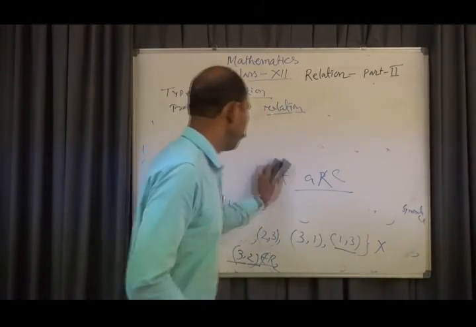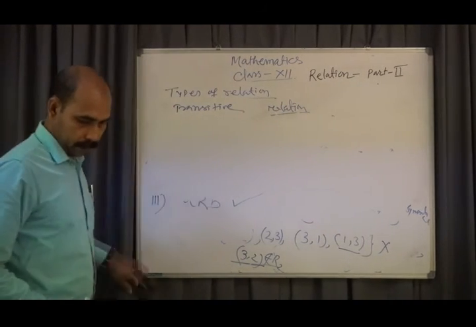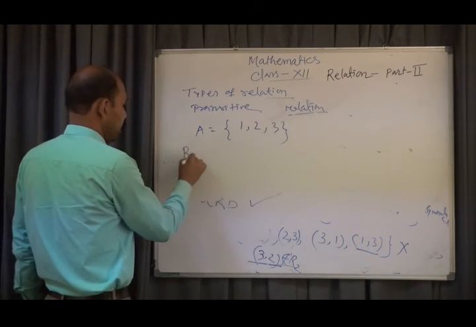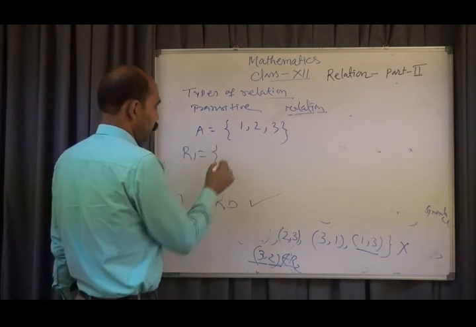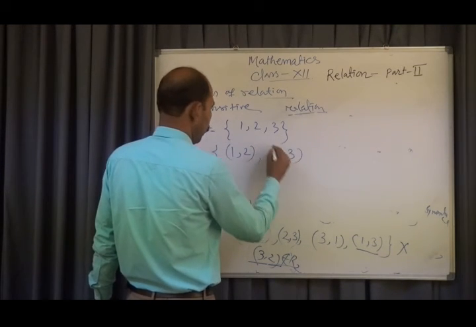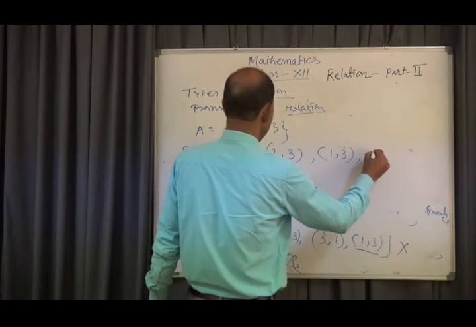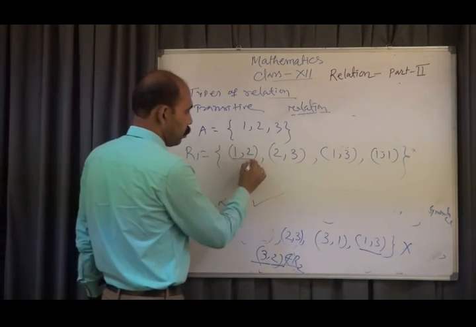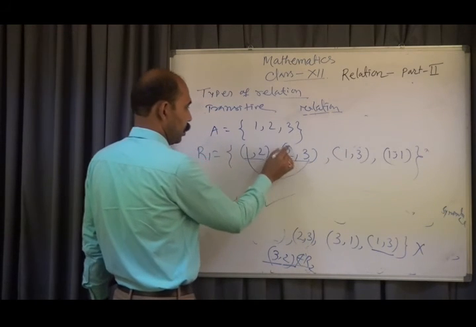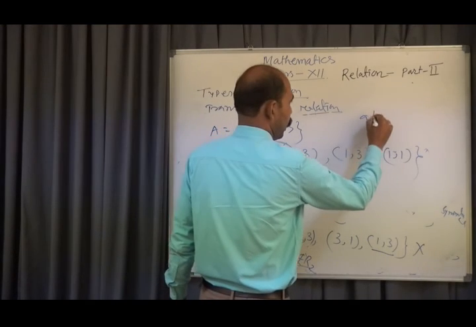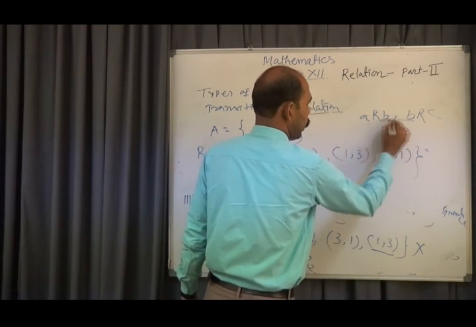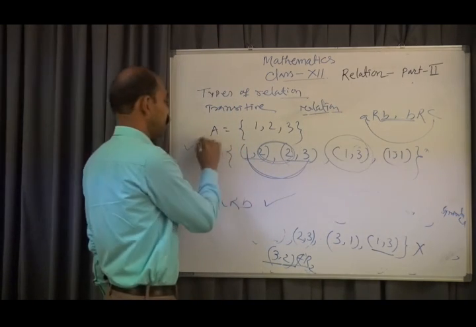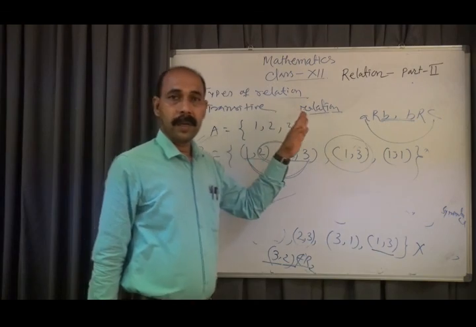So if I give one example, say A equals 1, 2, 3. Say R1 equals, if I write across A, (1, 2), (2, 3), (1, 3) and say (1, 1). This is the relation given. You see that (1, 2), (2, 3), so (1, 3) is the element. I have written this: A related to B, B related to C, so A is also related to C. Here you see that (1, 3) is there. So it is a transitive relation. So this is the definition of transitive relation.